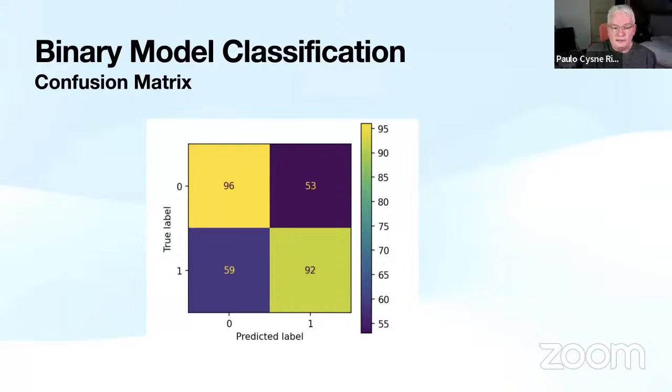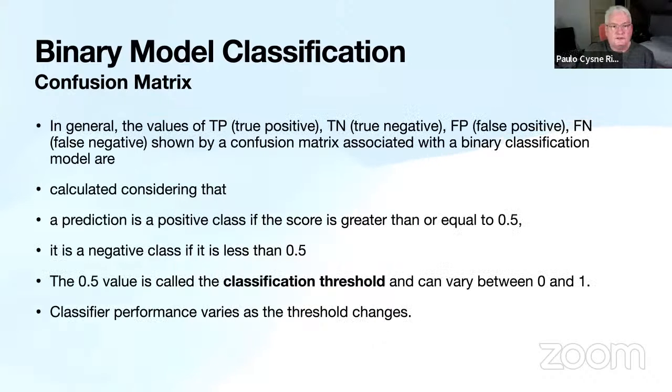Now the 59 is called a false negative because it's classified as negative, as 0, but it's not negative. It's actually 1. So this is called a false negative. The 92 is a true positive because it's 1, and it's classified as 1. This is a green box. The yellow box is 0, and it's classified as 0. So that is a true negative. And this is the definition of true positive, true negative, false positive, and false negative.